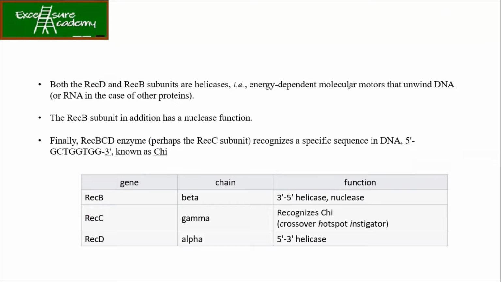Can you guys remember this? Because based on this information only, the upcoming diagrams will be clear. So should I go through once? Are you able to remember? Simple, RecBCD we say, right? So Rec is standing for recombination. B, C, and D are the subunits. B and D have helicase activity, B in 3' to 5', D in 5' to 3'. B also has got the nuclease activity.